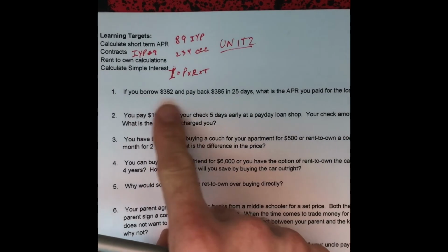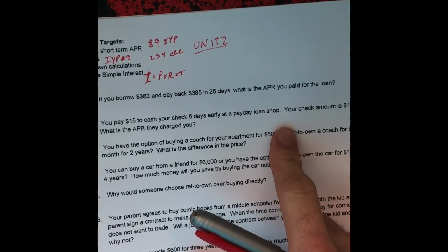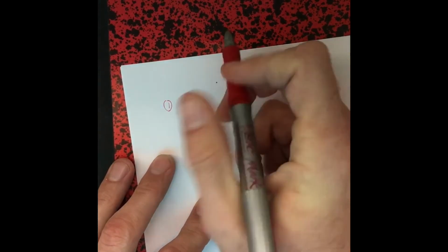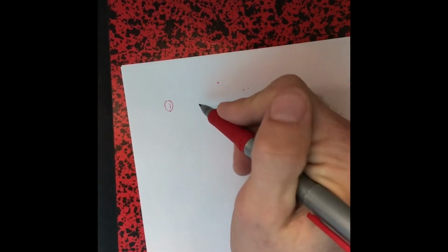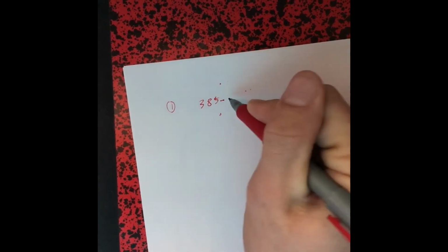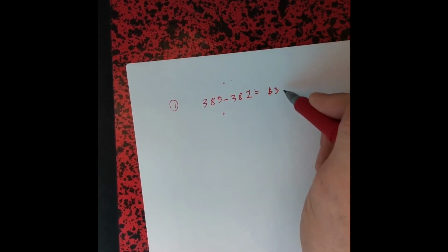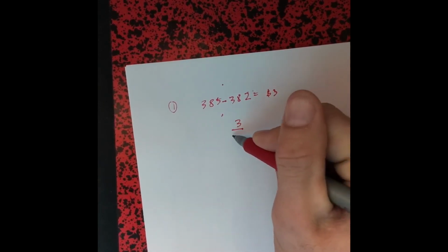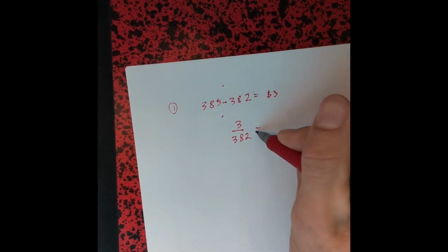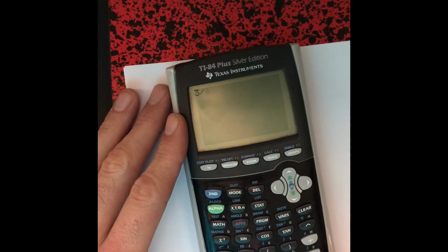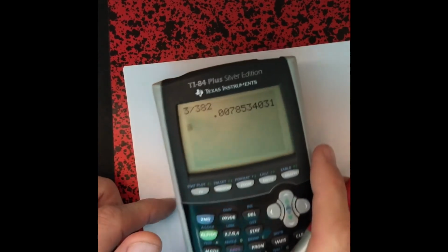Okay. All right, if you borrow $382 and pay back $385 in 25 days, what was the APR you paid? So the first thing you're going to do is find out how much it costs to borrow the money. That's the total amount you pay back minus the principal, and that gives you $3. And that $3 goes on top of the original. So 3 divided by 382, so that's 0.007.